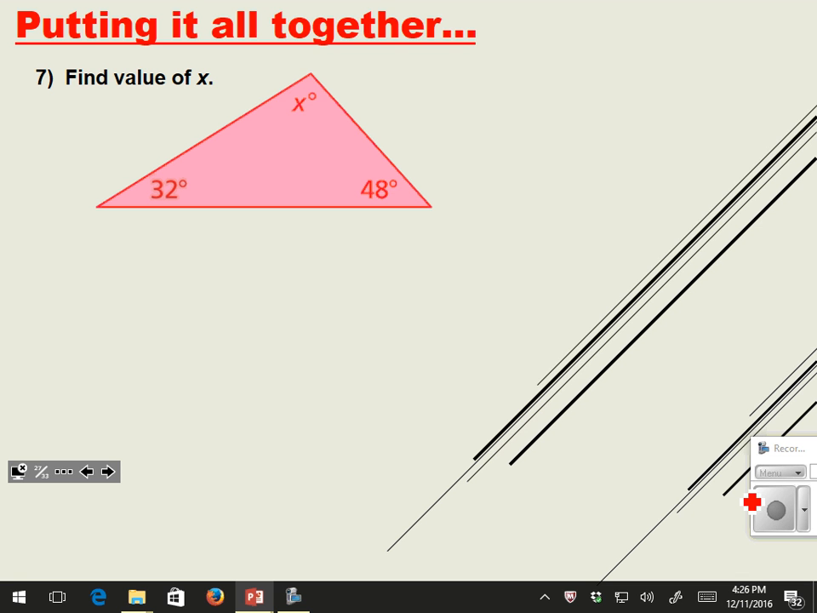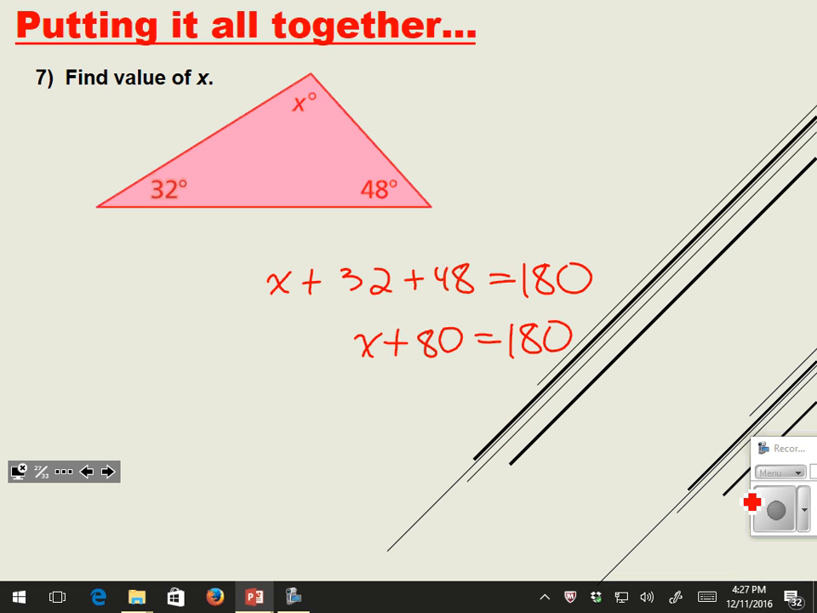For number 7, x plus 32 plus 48 equals 180. I'm going to simplify this now. X plus 80 equals 180. I subtract 80 from both sides. And therefore X is equal to 100.